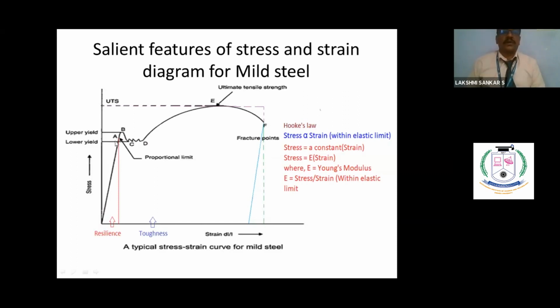And it is following the linear relationship up to some level. It is called the proportional limit. First of all, this diagram is meant for mild steel. Now you see, after that, lower yield point is noticed, upper yield point is noticed. Here upper yield point, after the lower yield point, this point A is called the proportional limit. The proportional limit is nothing but stress is directly proportional to strain, that limit.